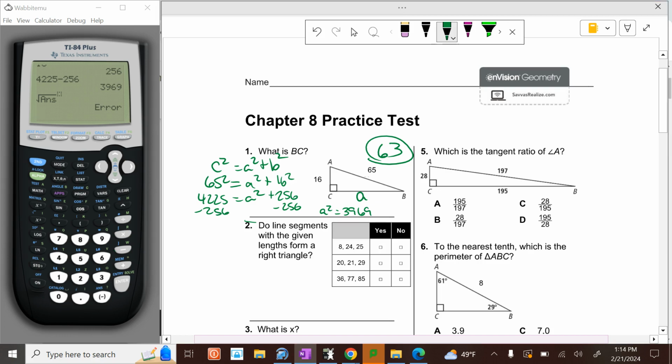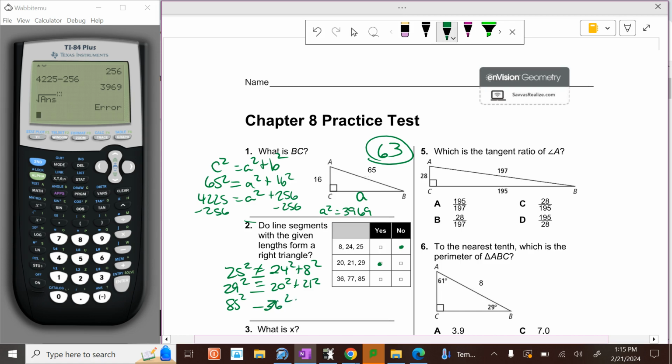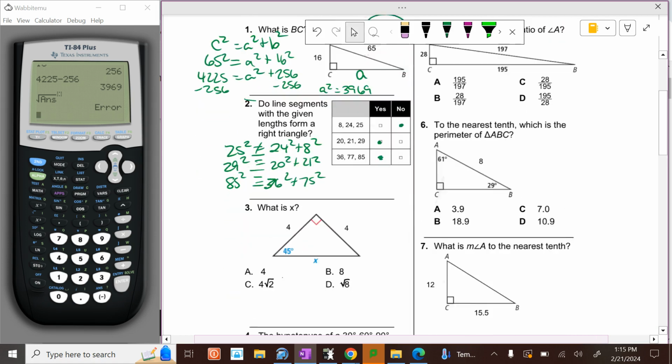Okay, is 8, 24, 25 a right triangle? Well, is 25 squared equal to 24 squared plus 8 squared? No, those are not equal, so it's a no. Is 29 squared equal to 20 squared plus 21 squared? Yes, they are equal. They're both equal to 841. Is 85 squared equal to 36 squared plus 75 squared? Yes, it is.